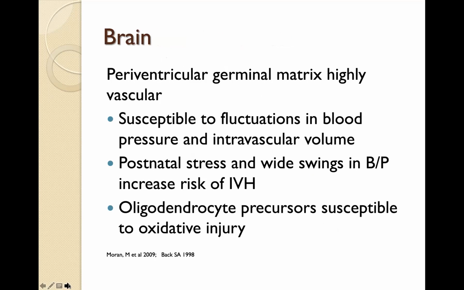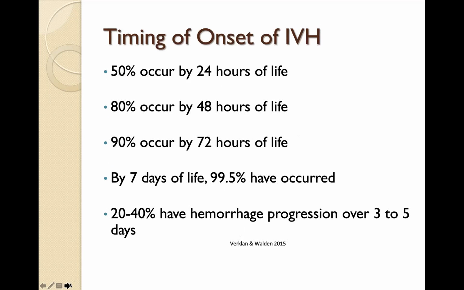So the brain, one of those major organs that we want to protect. The periventricular germinal matrix is obviously highly vascular. It's susceptible to fluctuations in blood pressure and intravascular volume. Postnatal stress and wide swings in blood pressure increase the risk of IVH, and the oligodendrocyte precursors are susceptible to oxidative injury. And we're going to talk a little bit more about that.